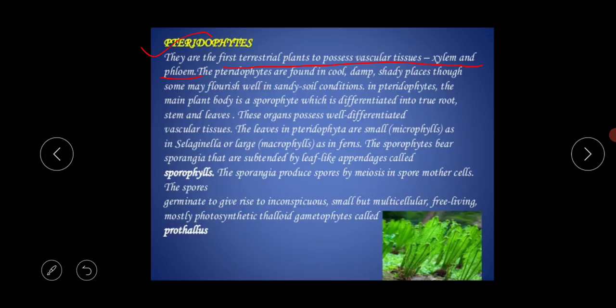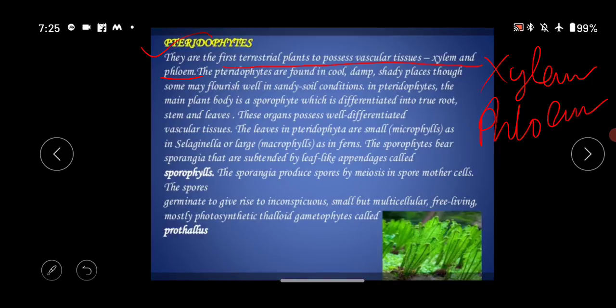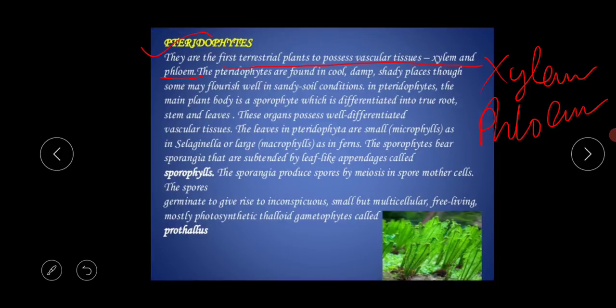I think all of you know the meaning of vascular tissue. Vascular tissue is one kind of tissue present in the plant's body which helps in transportation in the plant's body. So there are two types of vascular tissues present in the plant's body. First one is the xylem, another one is the phloem. So xylem is one important vascular tissue present in the plant body.